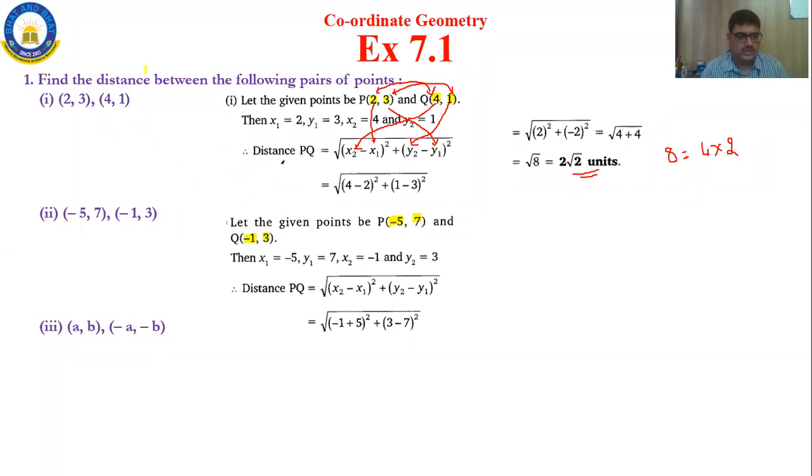Yes, Shreya, yes. So it will become square root of 32. So 32 can be written as 16 into 2. The square root of 16 is 4, that's why I have written 4 outside. The square root of 2 is kept as it is. I hope everyone understood this. Are there any doubts, anyone? Yes, any doubts?